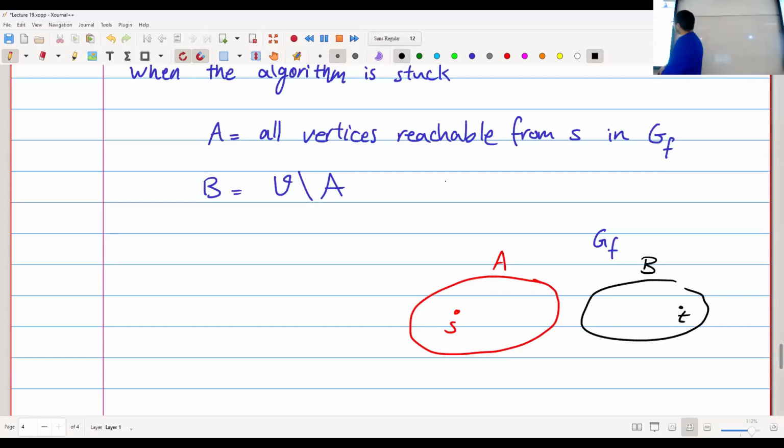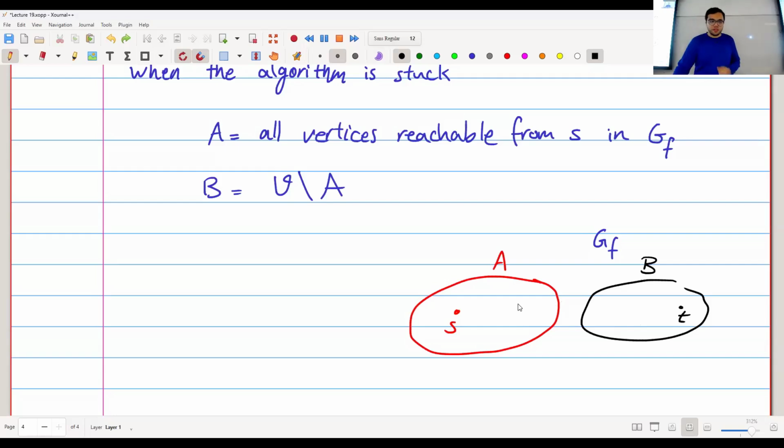Okay. First of all, I claim that in my residual graph, there is no edge going from A to B. This is by definition. Because if I have an edge going from a vertex U here to a vertex V here, what was the definition of A? This was all the vertices that were reachable from S. So from S, I have a path to U. But then I can take this edge and I can reach V as well. So V should have been in A. So this shows that I don't have any edges between A and B in my residual graph.